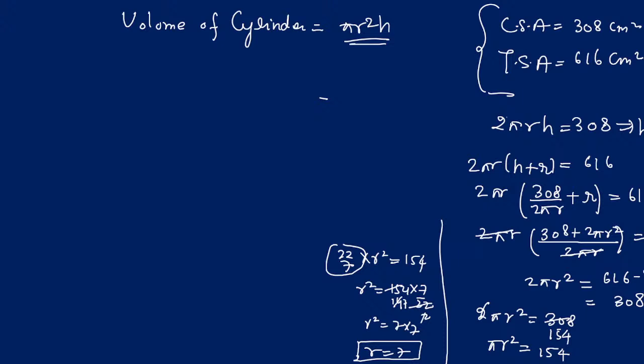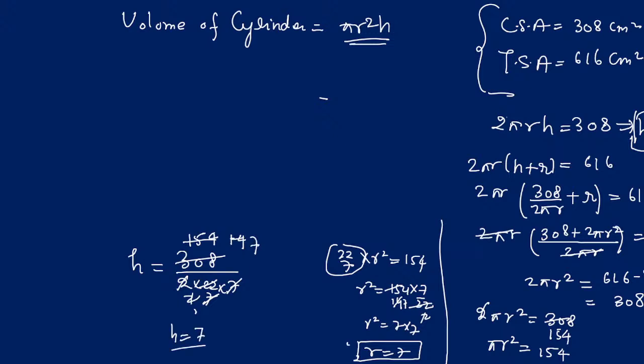If you have calculated the radius, easily you can get the answer of the height. Height can be obtained if the radius is 7, so by taking this equation you can find the height also. Then height equals what? 308 divided by 2, 22 by 7, and radius is 7. 7 and 7 get cancelled. Then 2 1s are 2, 2 5s are 10, 2 4s are 8. Only 22 is remaining here. 11 2s are 22, 11 1s are 11, 11 4s are 44, 2 1s are 2, 2 7s are 14. H is also 7.